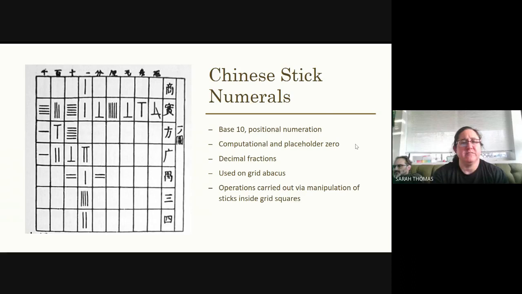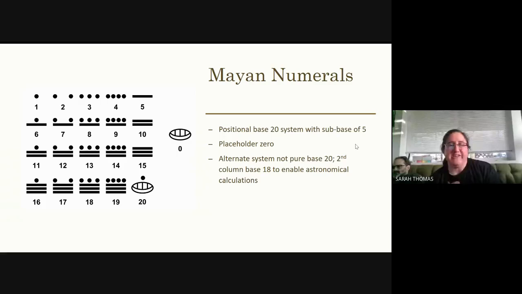This is a division or multiplication problem, but it's a problem in progress. Now let's take a look at Mayan numerals. This is a base 20 system. This is the system that rocks the boat. Everywhere else is using base 10 by now, but the Mayans are still using base 20. Because 20 is a big number, they use a sub-base of 5.